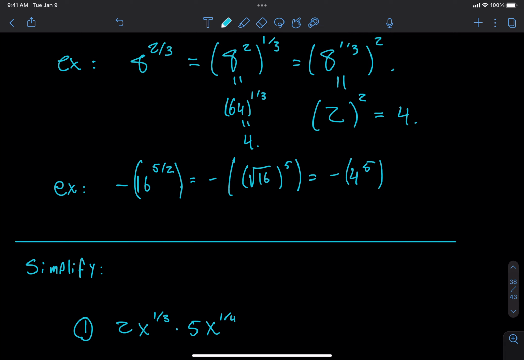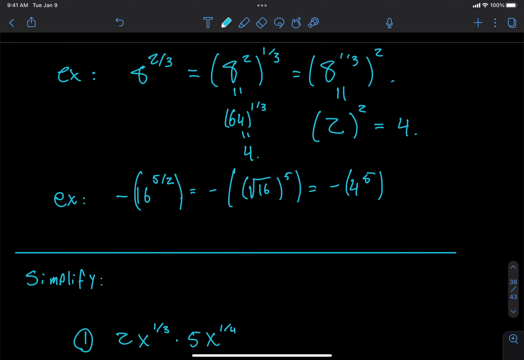Any questions on these two examples of how we actually compute fractional roots? All right, so the methodology here, or fractional powers is what I meant to say, not fractional roots, is to basically rewrite it as a power of something to a root, or a root of something to a power. Those are the two methods that we can use.